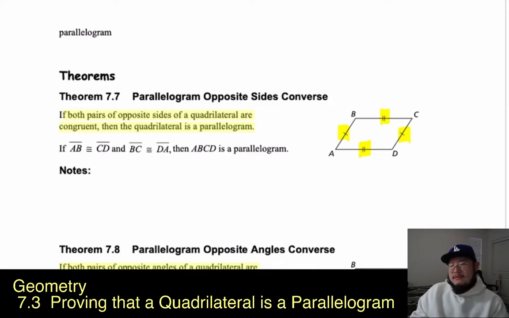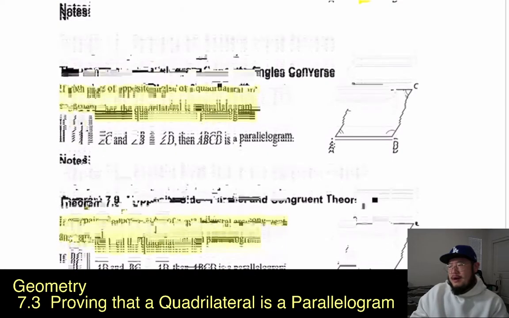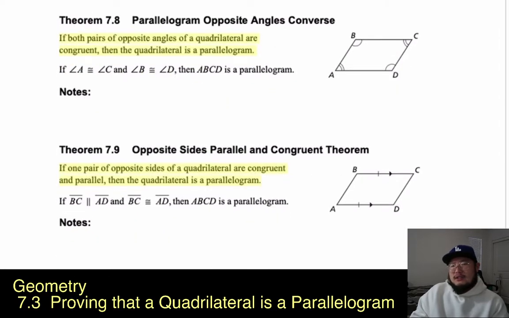On Theorem 7.8, we have the parallelogram opposite angles converse. So right now, remember, we don't know that we have a parallelogram. But what we're going to determine is that if both pairs of opposite sides are congruent and parallel, then the quadrilateral is a parallelogram. All right, so if the opposite angles of a quadrilateral are congruent, then the quadrilateral is a parallelogram.